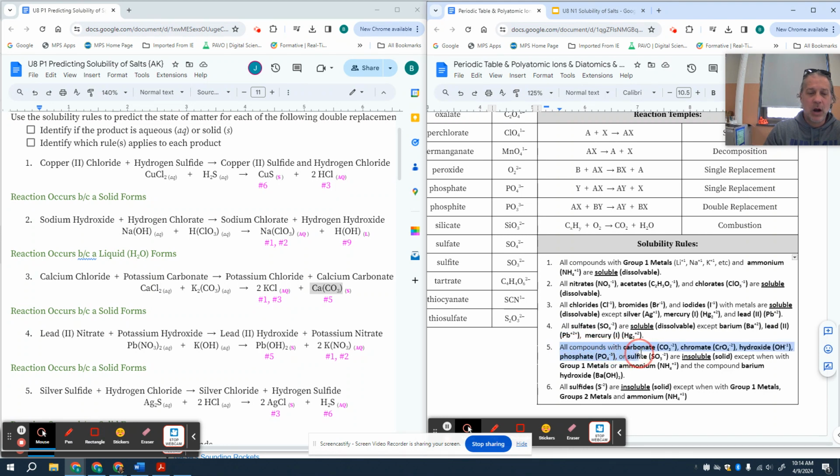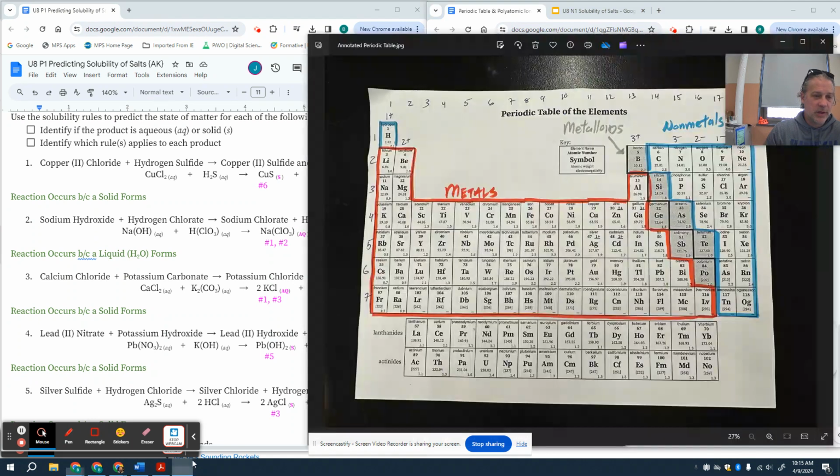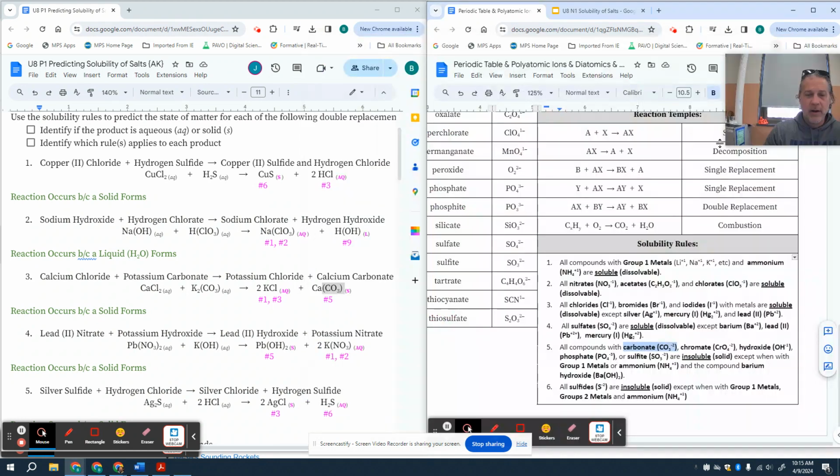All compounds with carbonate, CO3, chromate, CrO4, hydroxide, OH, phosphate, PO4, or sulfite are insoluble. Yes, carbonate is here. CO3 is this one right here, and carbonate is right here. And then what it says is that they are insoluble except if they're with a group 1 metal. Well, if I go back and look at this particular guy right here, calcium is in my second column, so it's not a group 1 metal. So this makes this my solid because of rule number 5. So CaCO3 is a solid because of rule number 5.